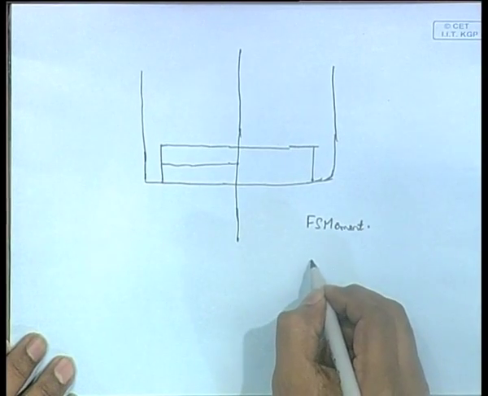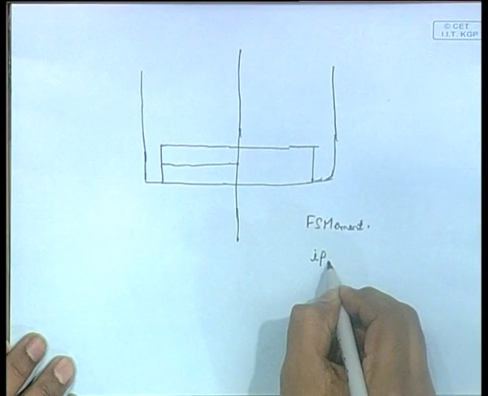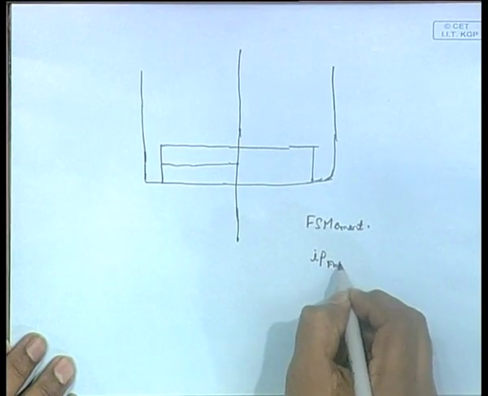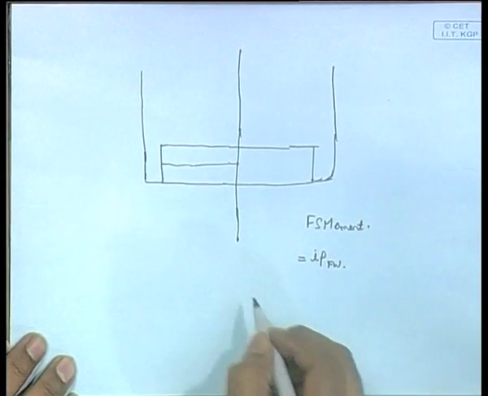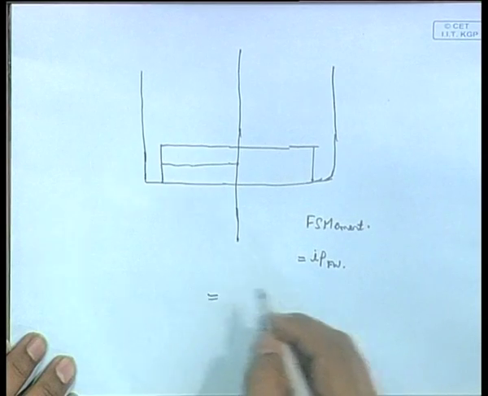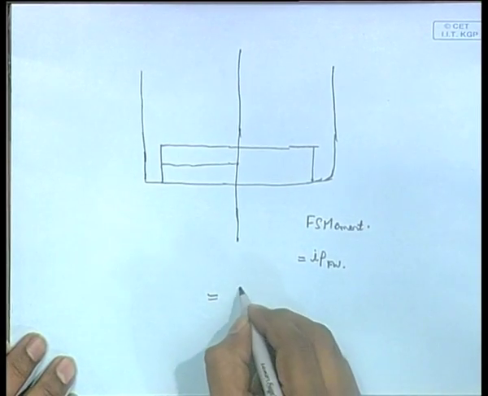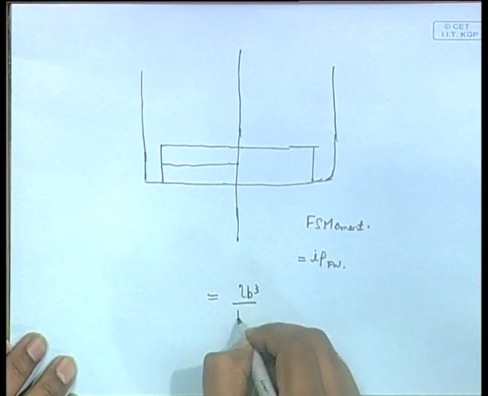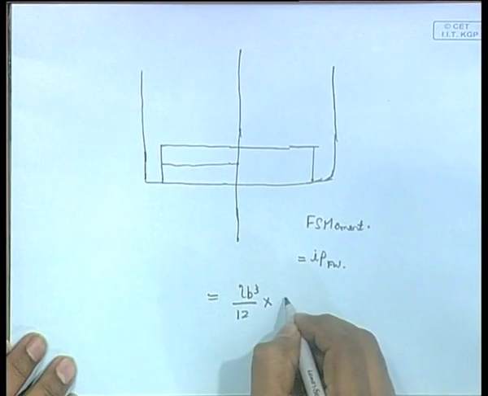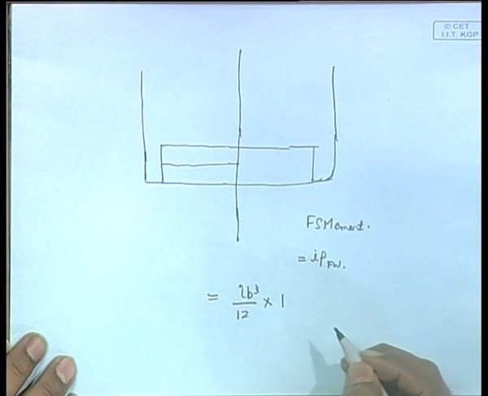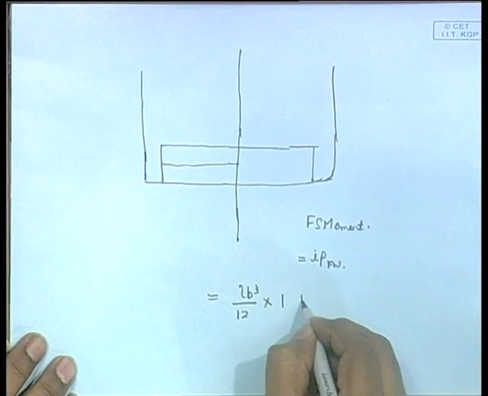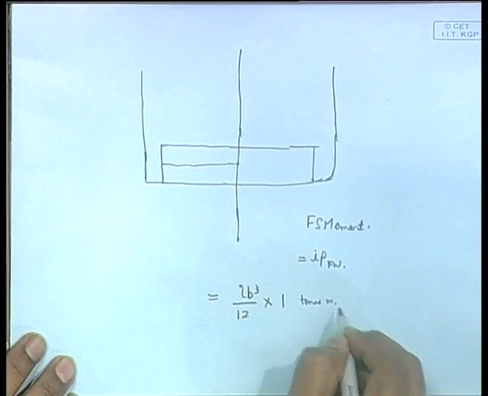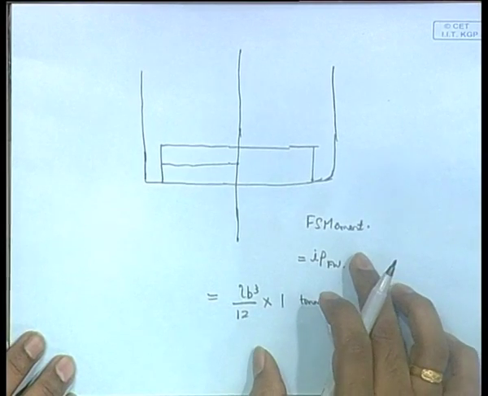So you will have to do I into rho of fresh water, that is the free surface moment. I do not think I will do the derivation, you will just write the final expression. So this becomes LB cubed by 12 into the density of water, which is 1000 or 1 ton, so it will become so many ton meters. So that is the first thing.